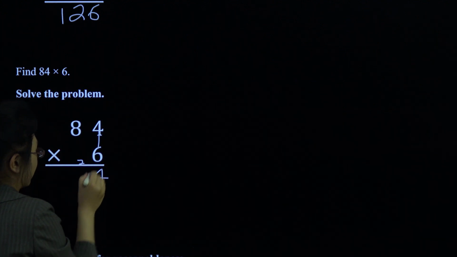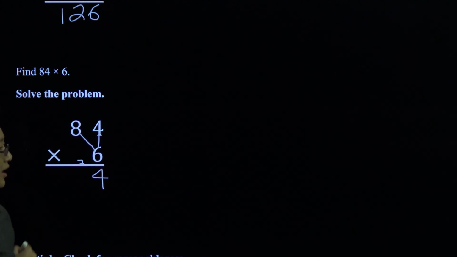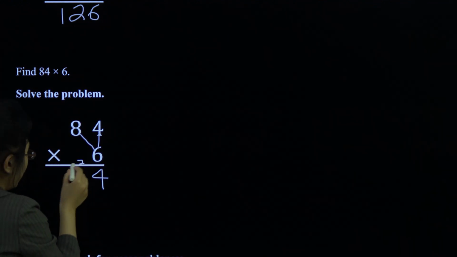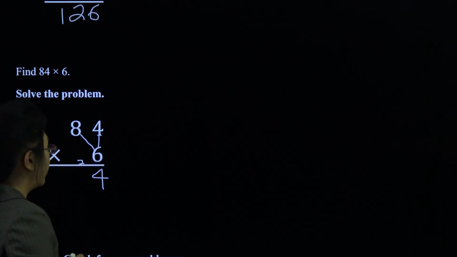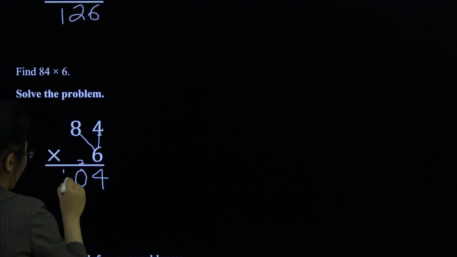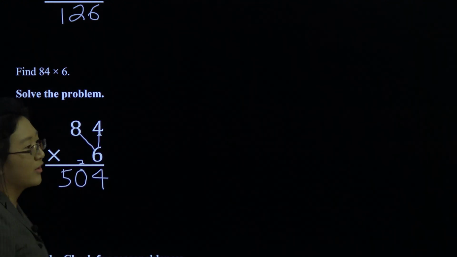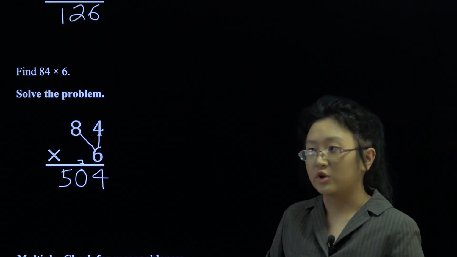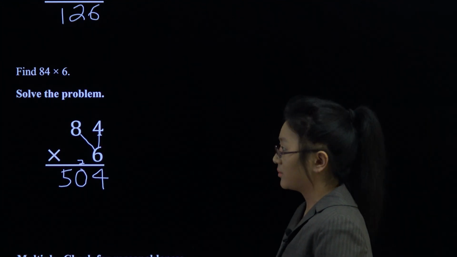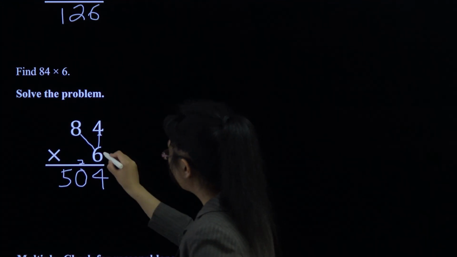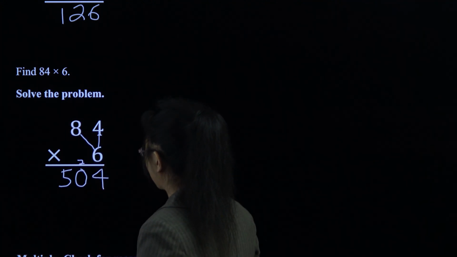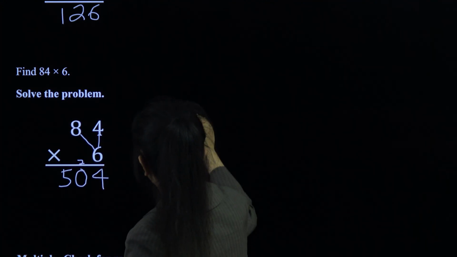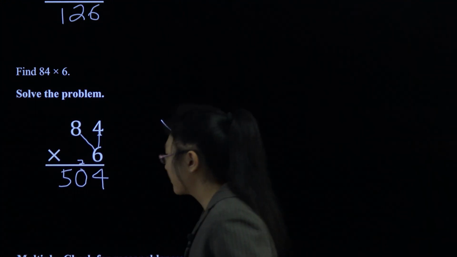You could also write it down here. And then you would do 6 times 8, which is 48. And then you have 48 plus 2, which is 50. You write 50. You get 504. That's how you would go about doing 2-digit by 1-digit multiplication. Well, I wouldn't exactly call it a crisscross, but you do it like this.